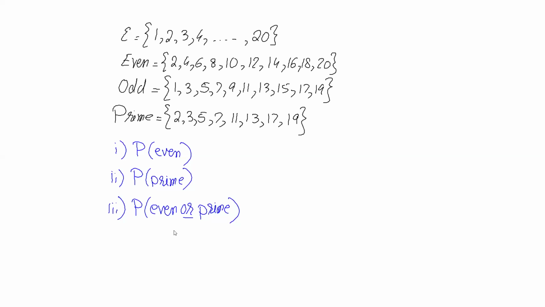Probability of even. Sir, total numbers are 20. Probability of being even is 1 by 2 because 10 over 20, and then 1 by 2. And then for prime, the probability of being prime is 2 by 5, like 8 by 20. And then when you simplify it, it's going to be 2 by 5.